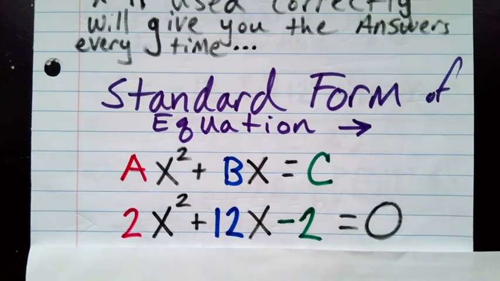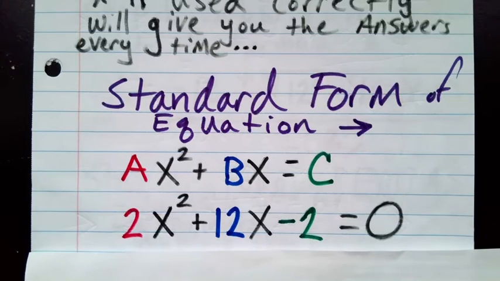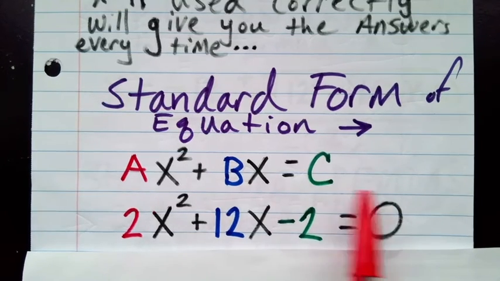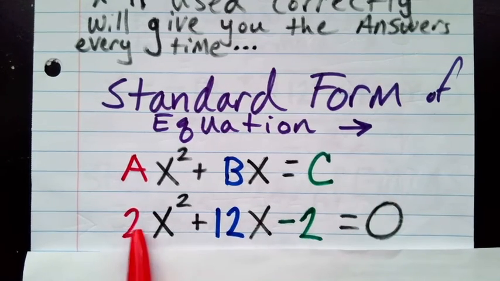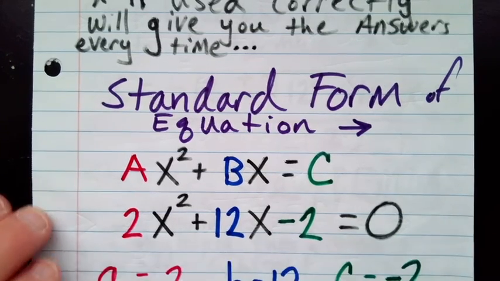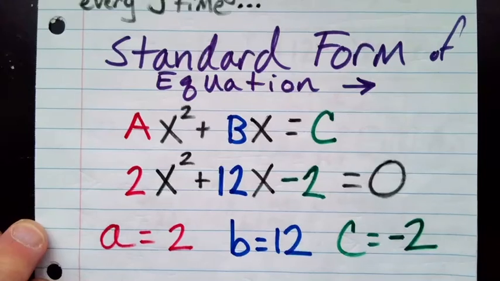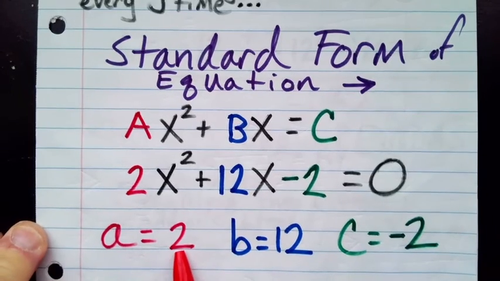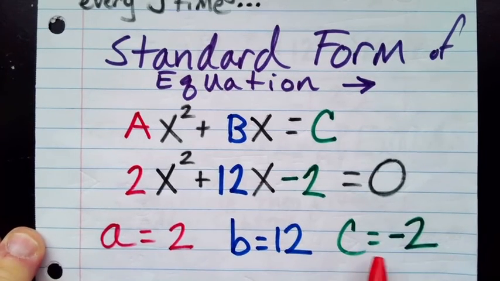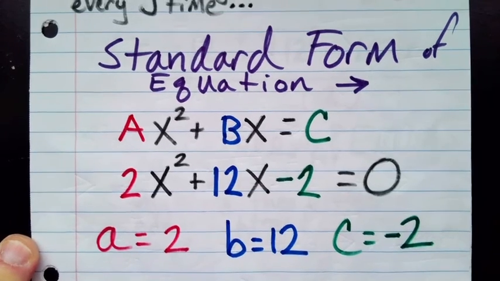Okay? So this is just understanding the formula and how you're going to use the formula. So given an equation, you can organize your a value, your b value, and your c value, so you could substitute them into the formula. So again, here a is 2, b is 12, and c is negative 2.